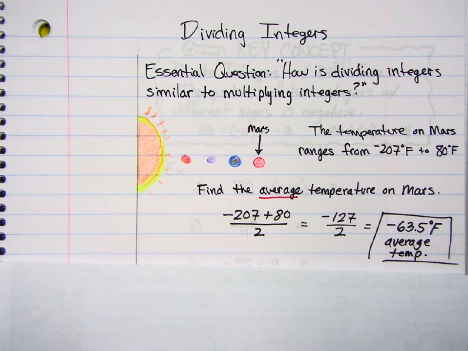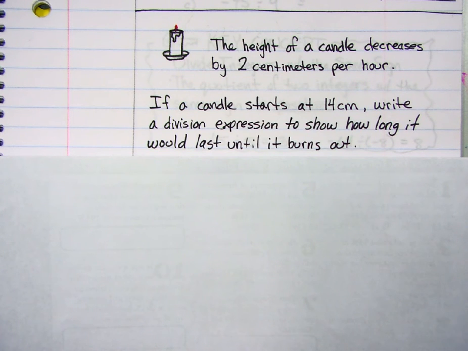That's the average. Another example: the height of a candle decreases by 2 centimeters per hour. The candle starts at 14 centimeters. Write a division expression to show how long it lasts until it burns out. Pause the video, try it out.